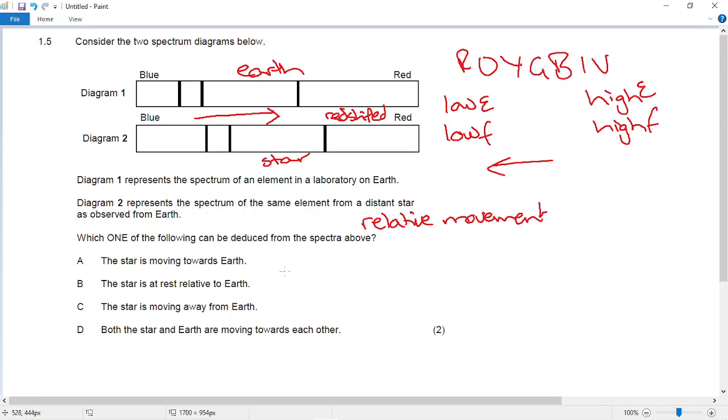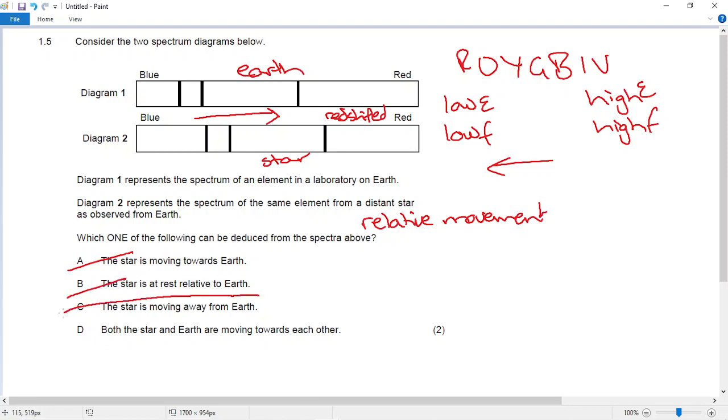Now, this is a red shift. A red shift is proof that the universe is expanding, and when things are expanding, things are moving further apart. So no, if it was moving towards the Earth, it would be blue shifted. If the star is at rest relative to the Earth, there is no relative movement. That's not going to work.